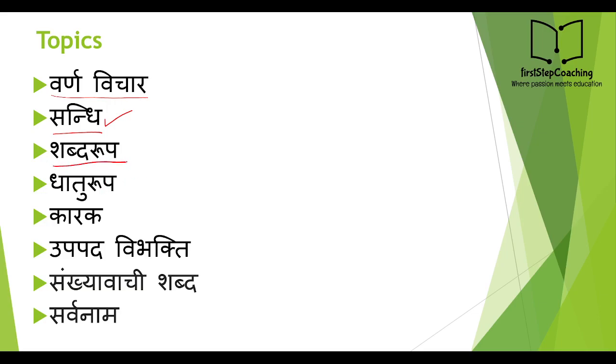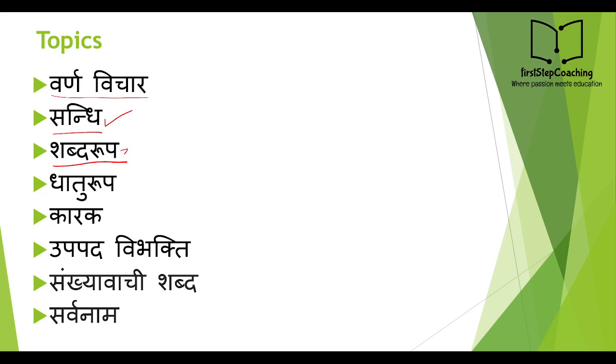Then comes our next topic, Shabd Roop. Shabd means words and Roop means the form. So in this topic, we are going to learn the different forms of words, and those words can be your nouns, pronouns, adjectives, and how they can be written in different forms, and with every form they will get a different meaning. So it is going to be our first fundamental pillar for our language.